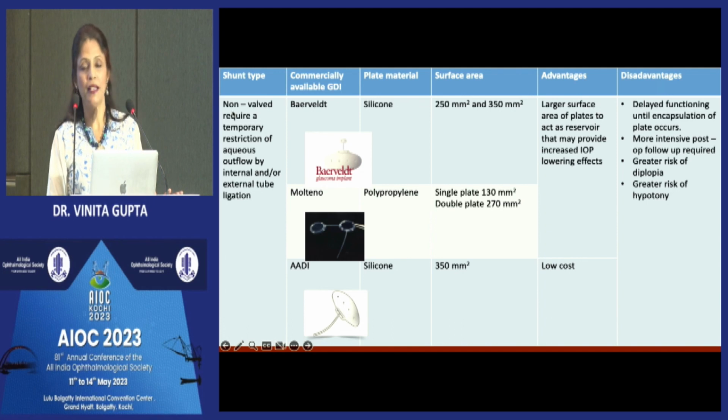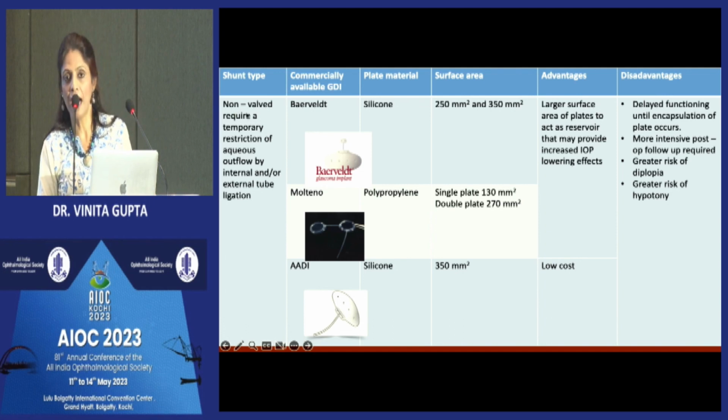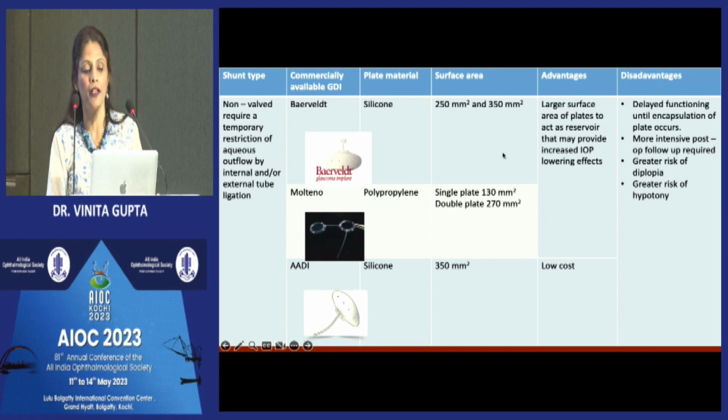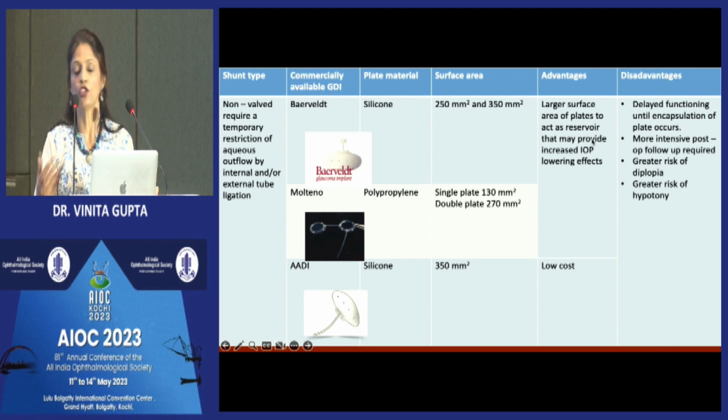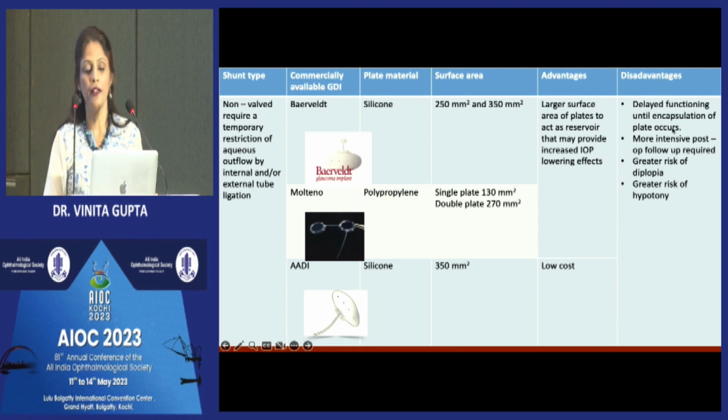If I classify them, as I already said earlier, there are non-valved implants, which require a temporary restriction for the initial 4 to 6 weeks by an internal and external ligation. We have the different types, Baerveldt, the Indian prototype of which is the Aadi, and the Molteno, which is usually a double plate implant. Depending on the surface area, they have different sizes. The basic advantage of these is that they have a larger surface area of the end plate, which acts as a reservoir, so there is a better or increased IOP lowering effect. And Aadi is the low-cost version of the Baerveldt implant.